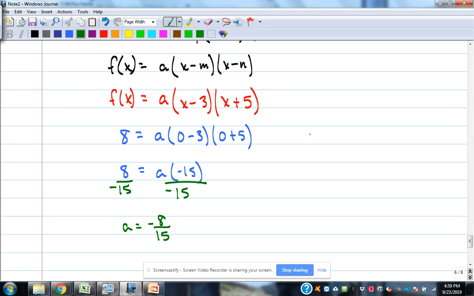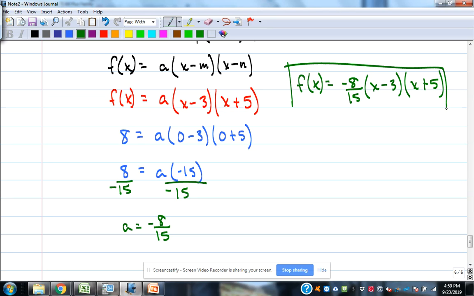So my problem is -8 over 15, parentheses, x minus 3, x plus 5. I've written that in intercept form. What if they ask for that in standard form?